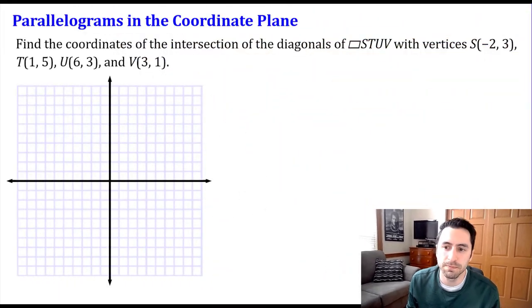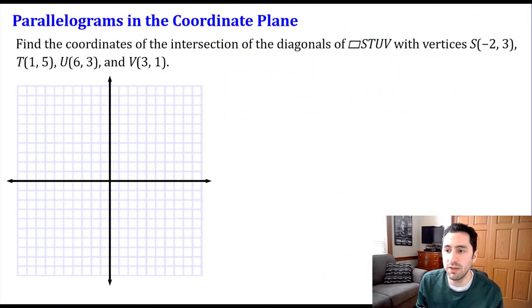So what I want to do is just go through two examples using some of these formulas, using some of our algebra with parallelograms. So the first example, find the coordinates of the intersection of the diagonals of parallelogram STUV with the vertices (-2, 3), (1, 5), (6, 3), and (3, 1).